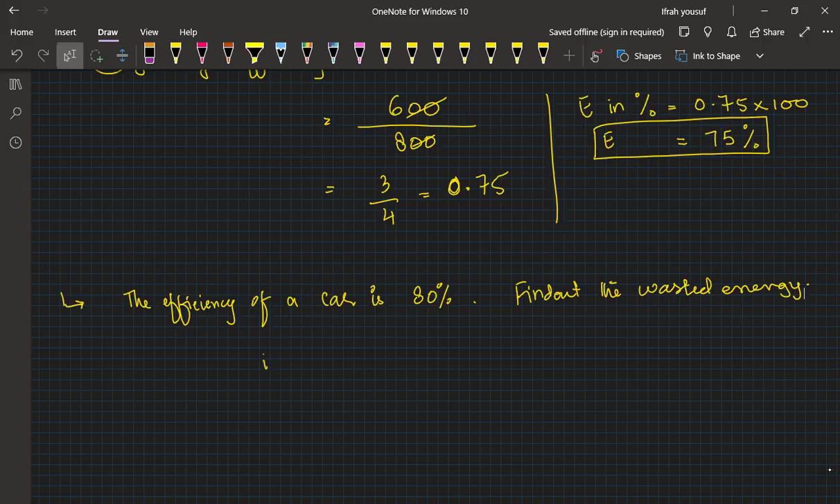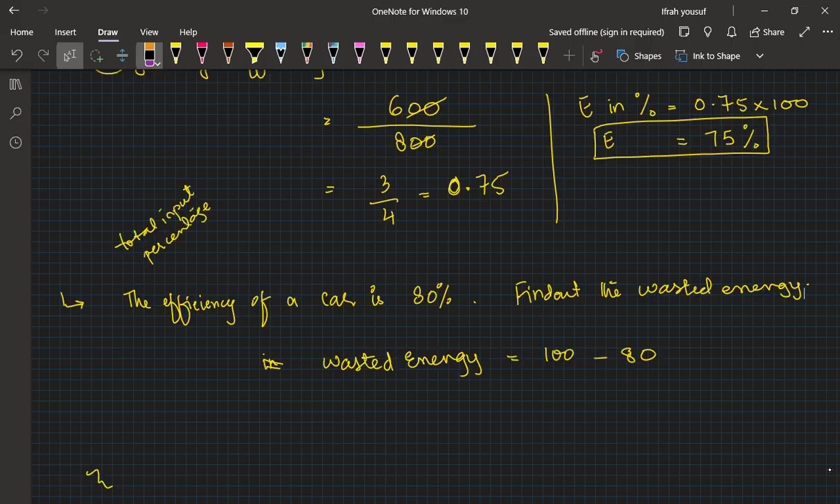So from the input, if you subtract the efficiency, you will get the wasted energy, in the percentage of the wasted energy. 20% of it is waste. So wasted energy is going to be 100 minus 80. Why have I taken 100, beta? Because I have told you that total input percentage is always 100. So you have to subtract the given efficiency.